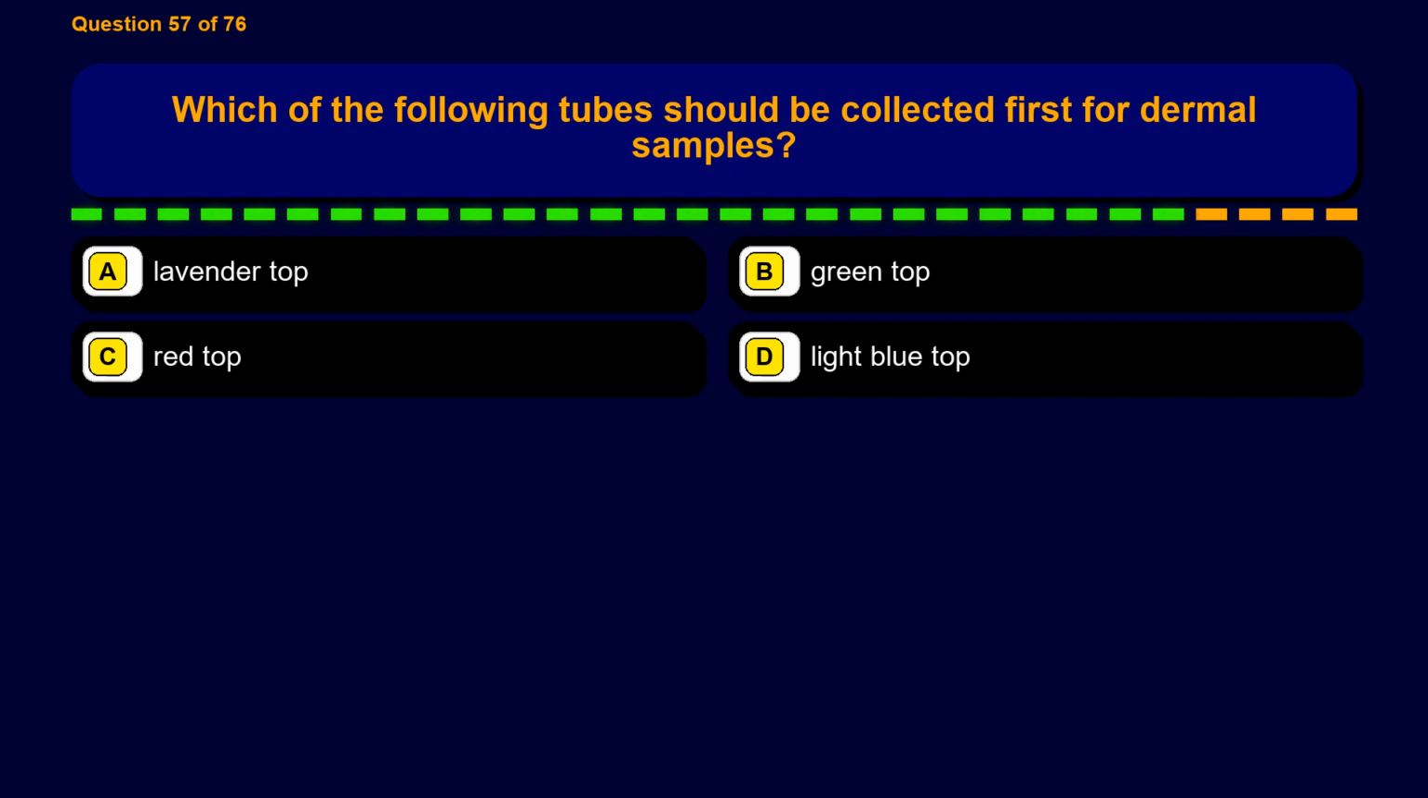Question 57. Which of the following tubes should be collected first for dermal samples? Option A, lavender top. Option B, green top. Option C, red top. Option D, light blue top.